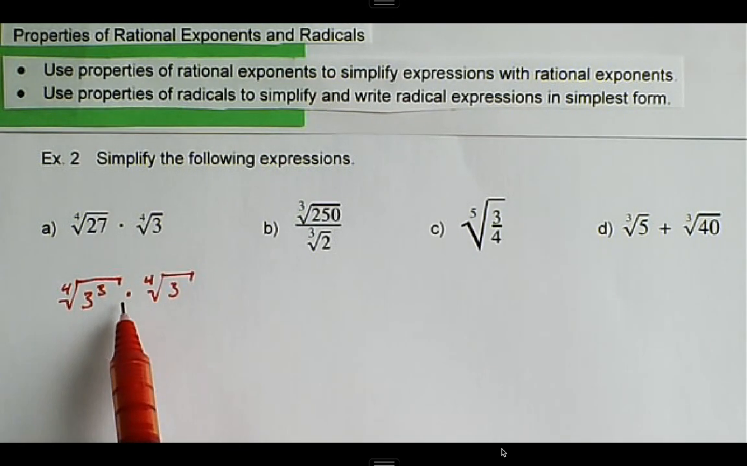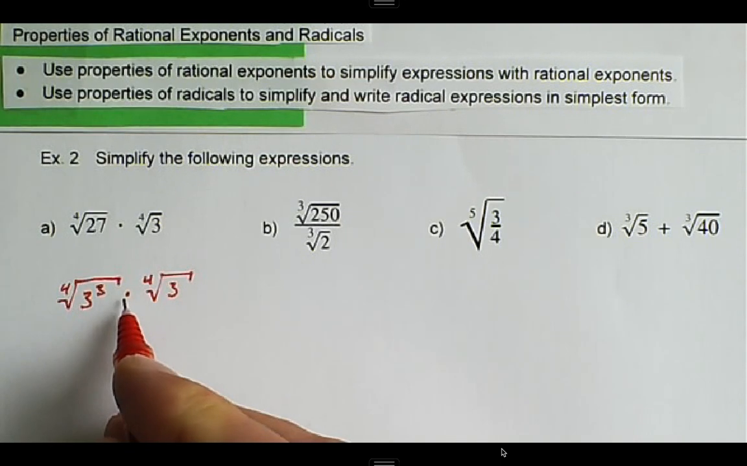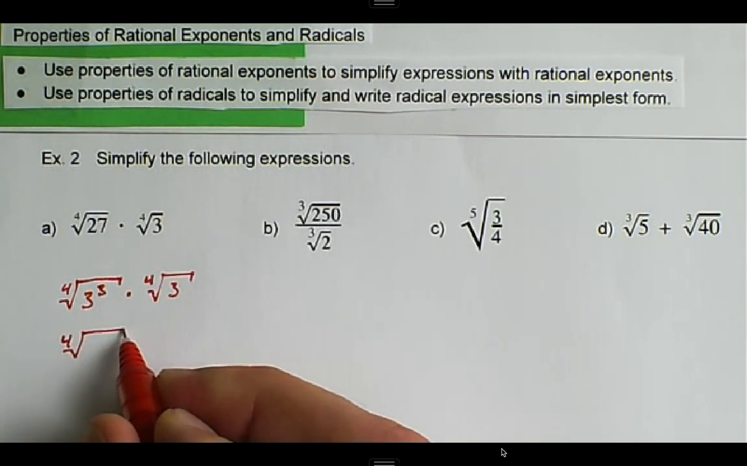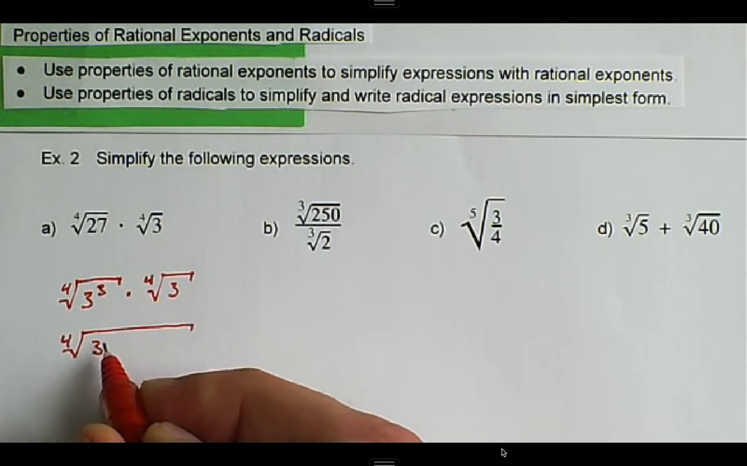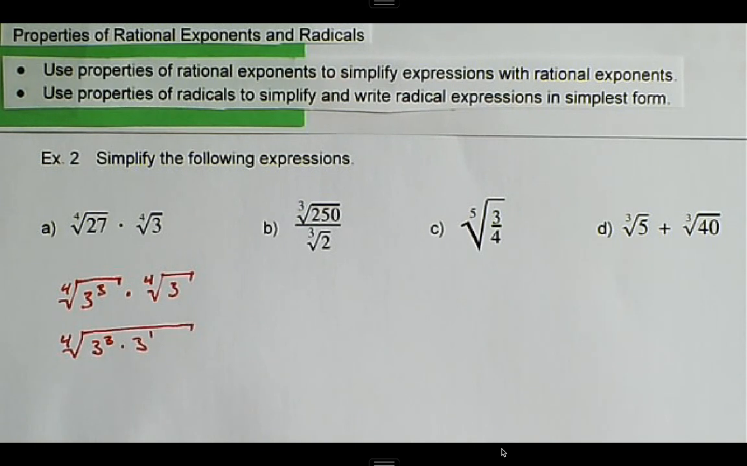Another way that we can write this is, because it has the same number on the radical, we can combine them under the radical because it's joined by multiplication here. So we can take the fourth root of 3 to the third times 3. In this case, we know it's 3 to the first. So we can go back to our exponent rules, and we can say if they have the same base joined by multiplication, then what we do with the exponents is we add them. So we can write that as 3 plus 1.